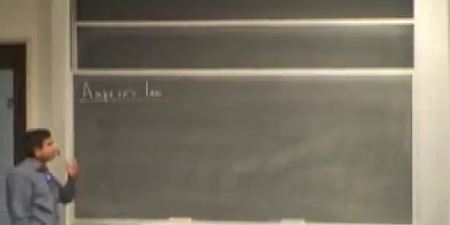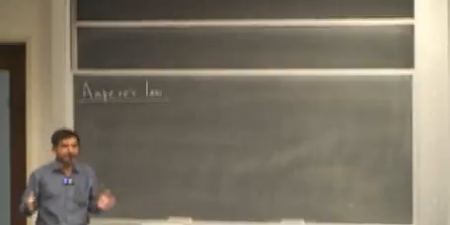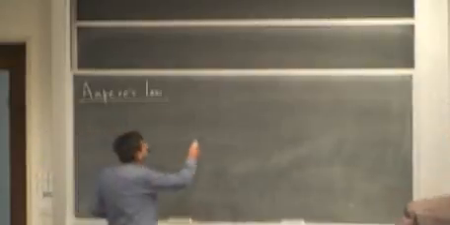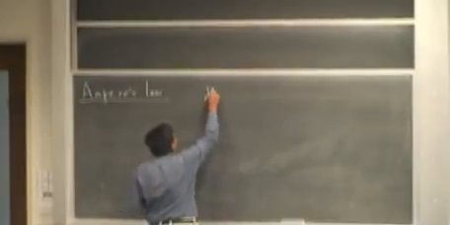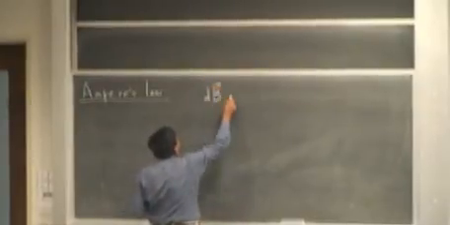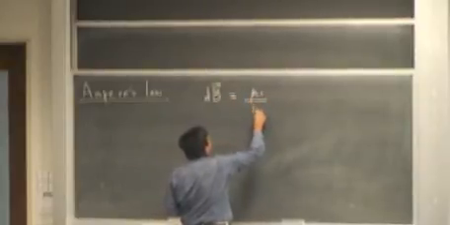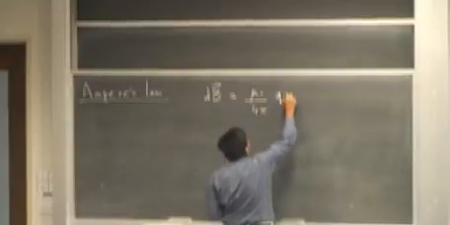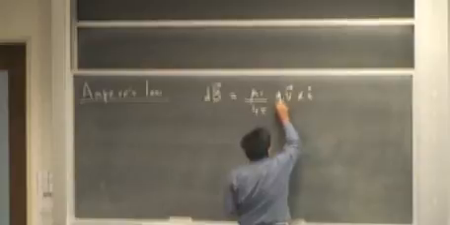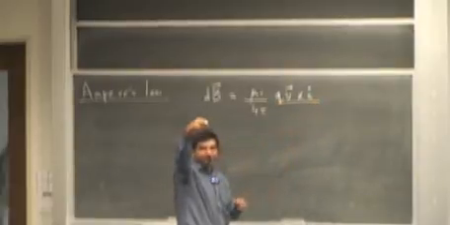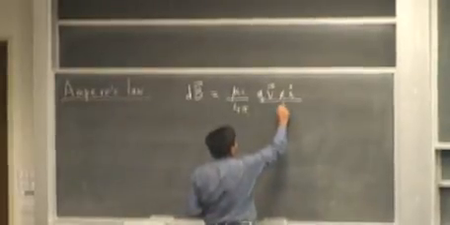So far, what we've seen are two basic facts. We've seen that moving charges produce magnetic fields. Okay? And the magnetic field is given by the Biot-Savart law. The magnetic field due to a small element is mu0 over 4 pi, a moving charge q with velocity v crossed with the position vector r of the observation point from the location of the charge, divided by r squared.